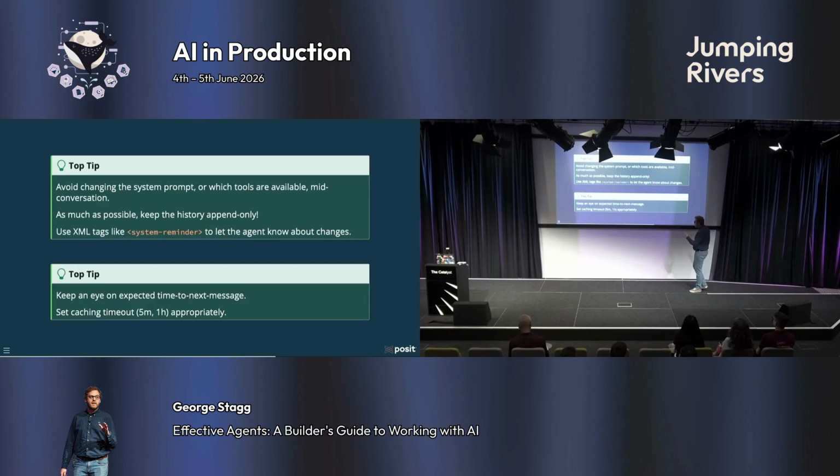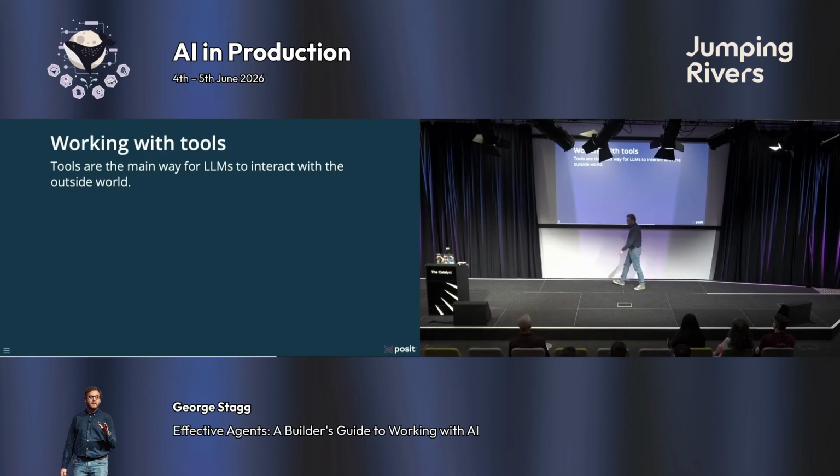And keep an eye on how long you expect your user to reply to you. So if you're writing an AI agent and you're expecting a very asynchronous conversation, a back and forth within 5 minutes, you can probably get away with the 5 minutes. If you're expecting a user to come back after 20 minutes, 40 minutes, you might want to think about using a longer caching header. And what's available is going to depend on your provider.